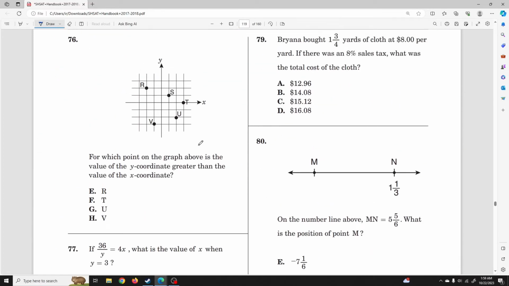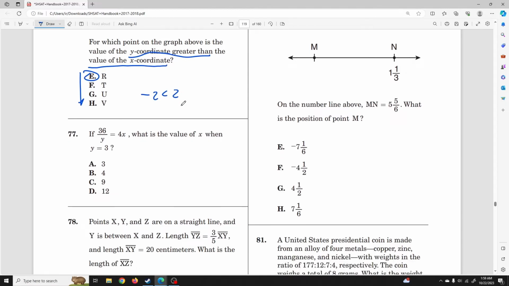Moving on to number 76, it asks us for which point on the graph is the y-coordinate greater than the x-coordinate. So let's just go down through the list. Here r. So here the coordinate of r is negative 2, comma 2. So is the y-coordinate greater than the x-coordinate? Is 2 greater than negative 2? Yeah, so the answer is E.